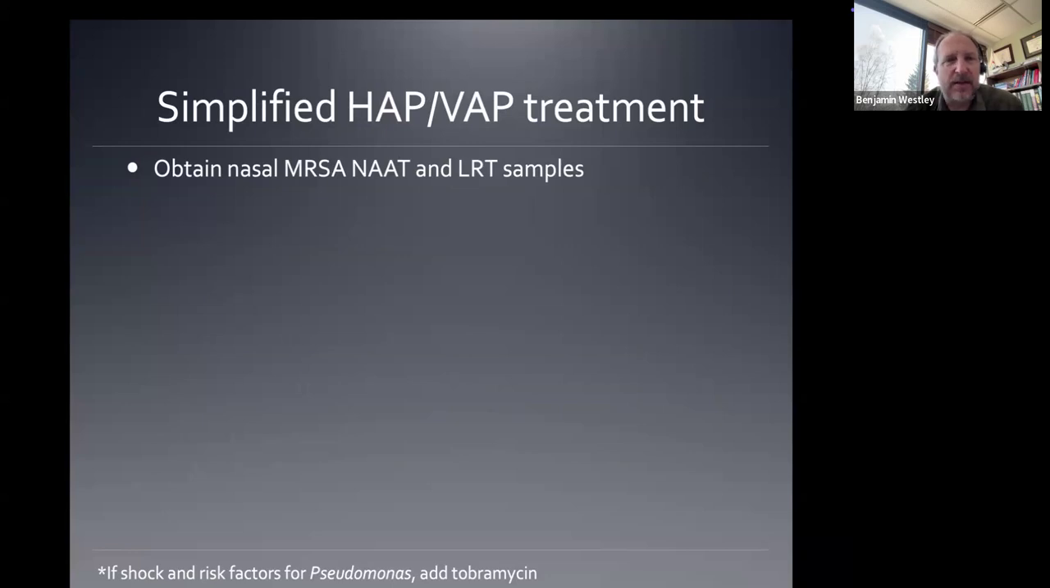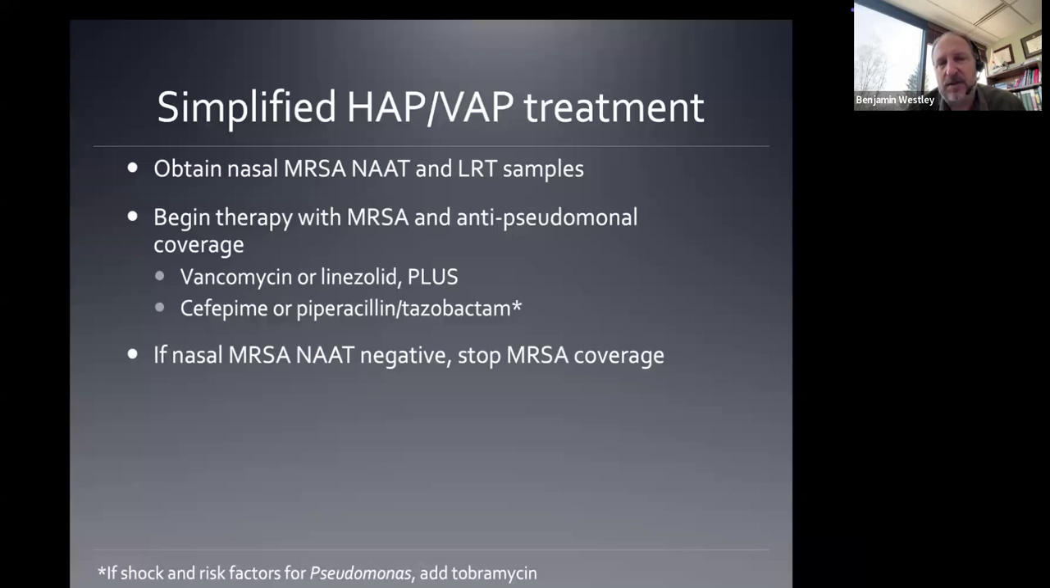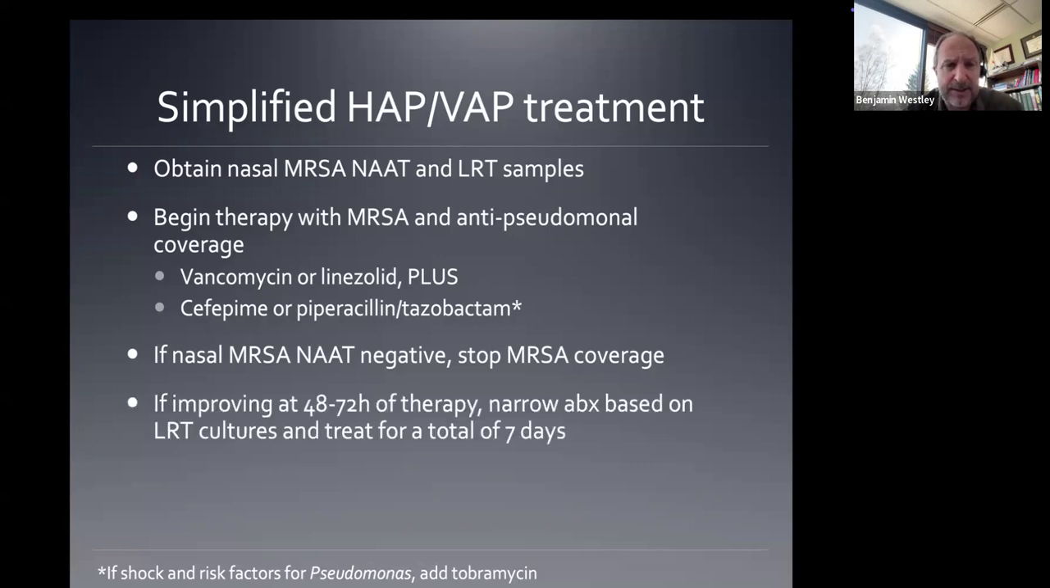So we get the PCR and lower respiratory tract samples, and then we treat with an MRSA and Pseudomonas active regimen, vancomycin or linezolid plus cefepime or piptazo. And I'm going to talk briefly about which of those combinations might be better. If the nasal MRSA PCR is negative, then the vancomycin or linezolid can be stopped typically after the first dose because those PCRs come back very quickly at our facilities.